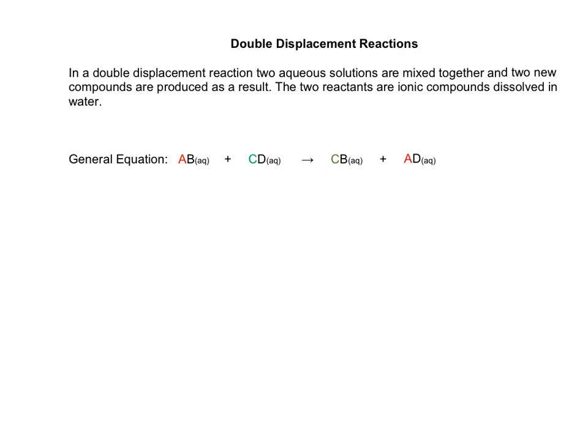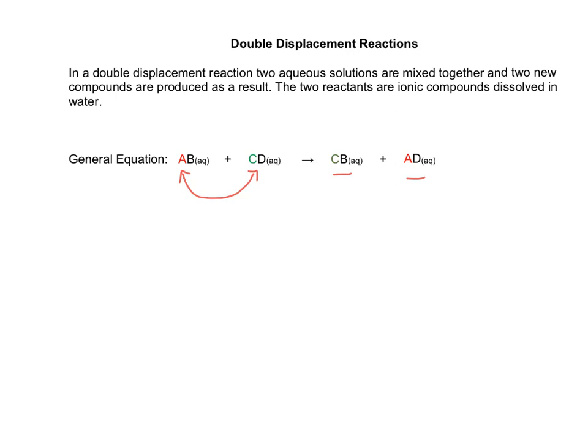In a double displacement reaction, you have two aqueous solutions mixed together, and two new compounds are produced as a result. Two reactants are ionic compounds dissolved in water, so their subscript is AQ. Basically, what happens when you have a double displacement reaction is the first part of the compounds on the reactant side switch positions and make two new compounds.